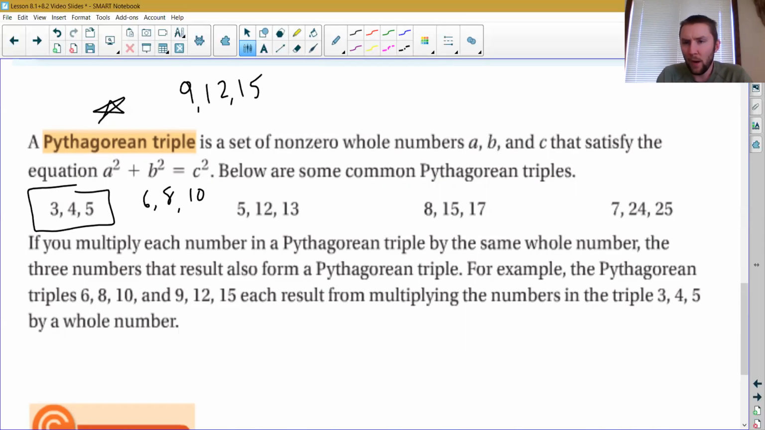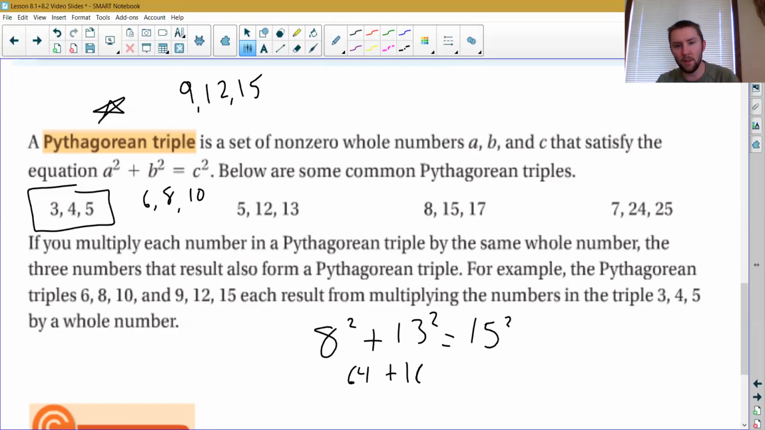So if you're asked to determine if a set of 3 numbers is a Pythagorean triple, you can simply plug them into the Pythagorean theorem and see, does it work? Is it true? For example, is 8 squared plus 13 squared equal to 15 squared? Well, 8 squared is 64, 13 squared is 169, and 15 squared is 225. So is that true? Is 64 plus 169 equal to 225?